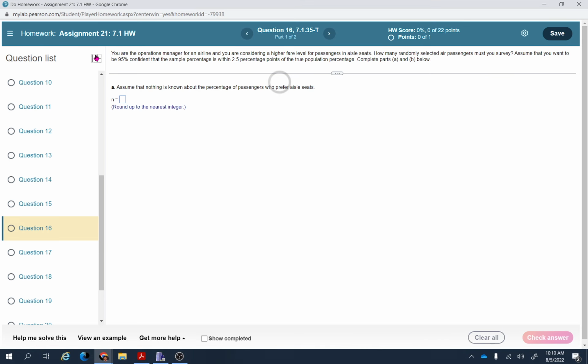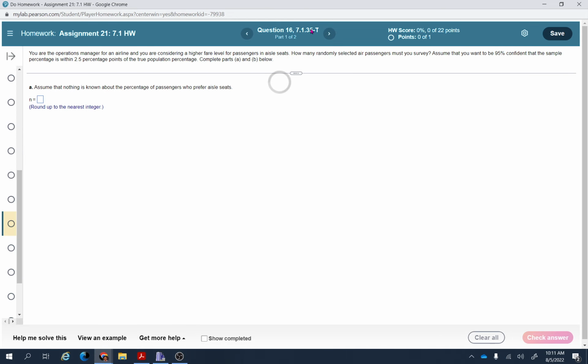Okay, this is section 7.1, problem number 35, question 16. You are the operation manager for an airline and you are considering a higher fare level for passengers in aisle seats. How many randomly selected air passengers must you survey? Assume that you want to be 95% confident that the sample percentage is within 2.5 percentage points of the true population percentage. Complete parts A and B.